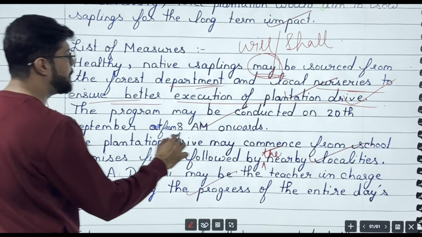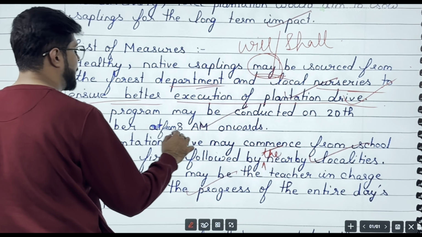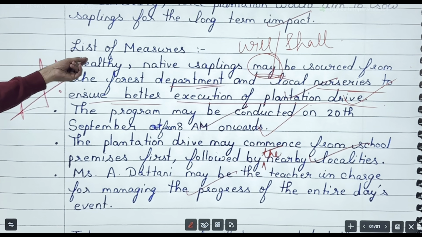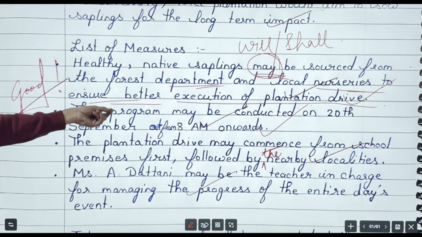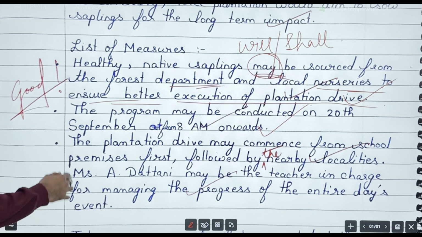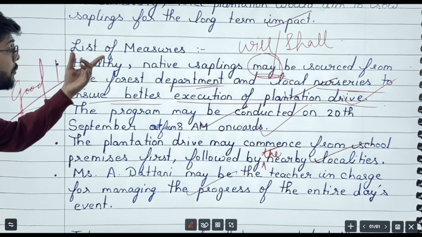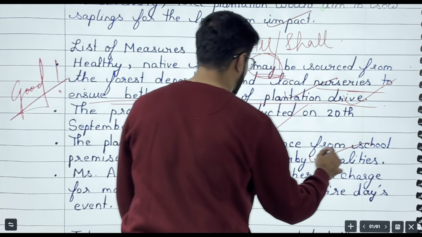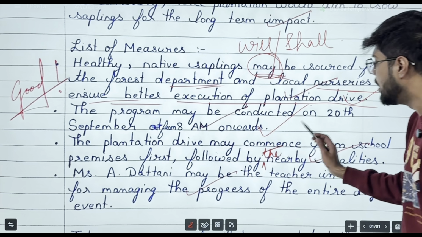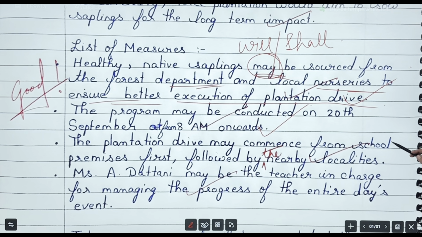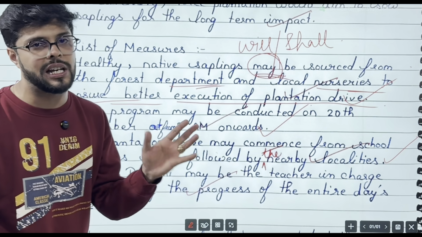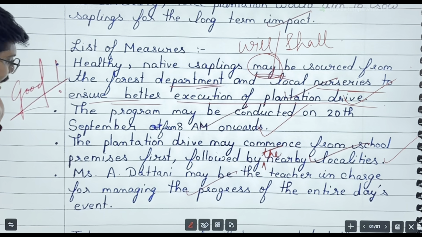The program may be conducted on 20th September from 8 a.m. onwards. Point number 2. That is what, when. ठीक है. Third one is where. The plantation drive may commence from school premises first, followed by the nearby localities. तो पहले स्कूल में होगा, उसके बाद आसपास के एरिया में जाके वो लोग ट्री प्लांटेशन करेगा. That is point number 3.